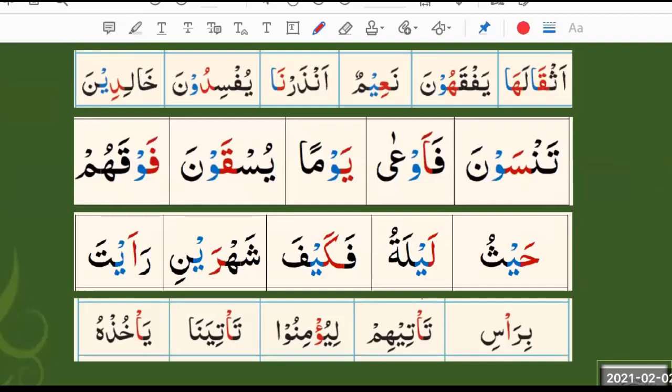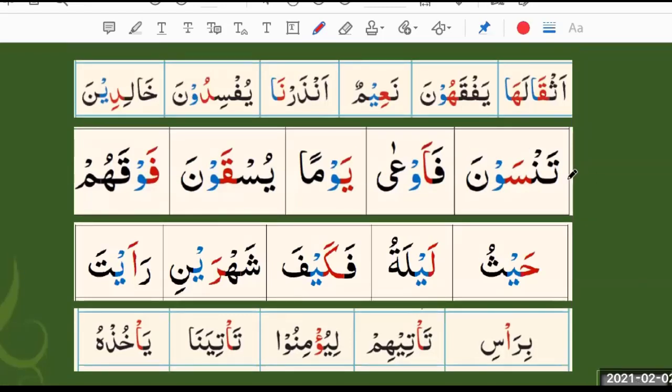Fawqahum. Haythu. Laylatu. Fakayfa. Shahrayni. Ra'ayta. Bira'si. Not ra, there's no ha sound. Ra. Bira'si. Ta'tihim. Liyu'minu. Ta'tiyana. Ta'tiyana. Ta'tiyana. Ya'khuzhu. Well done. Thank you very much. Jazakallah. Next one, please.